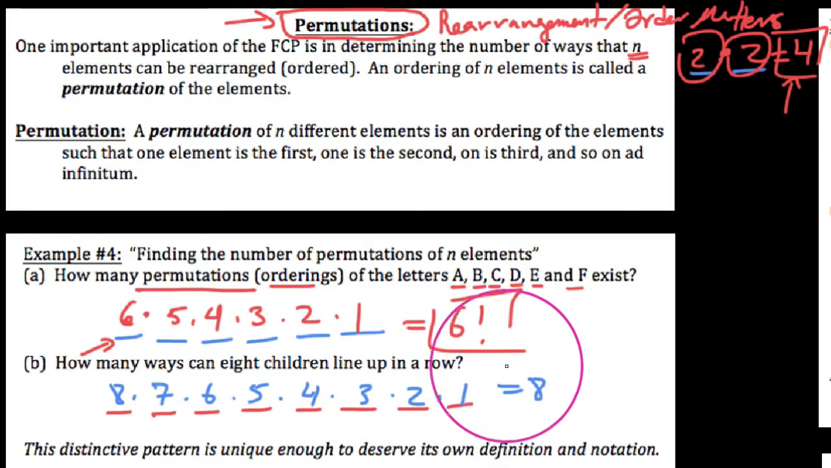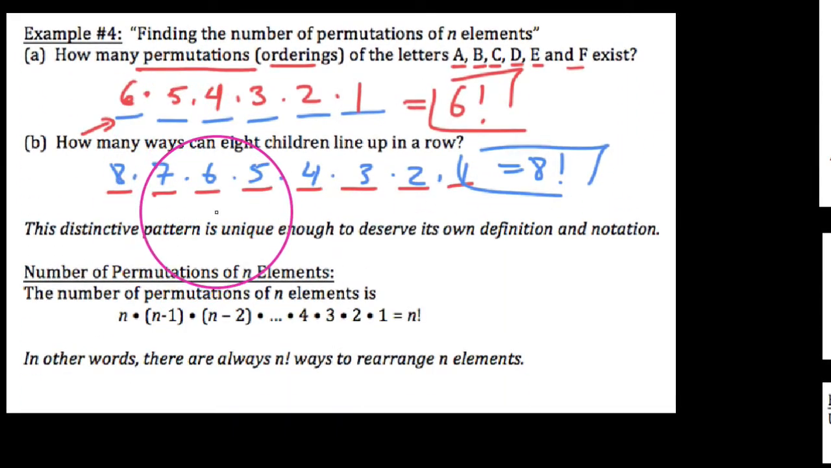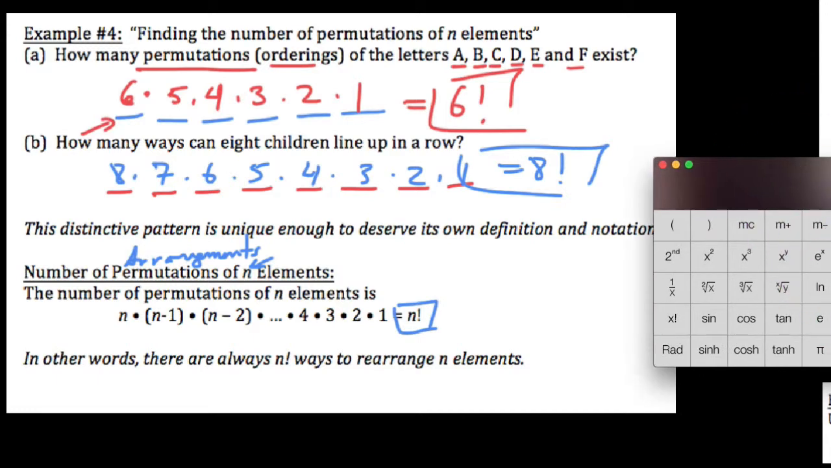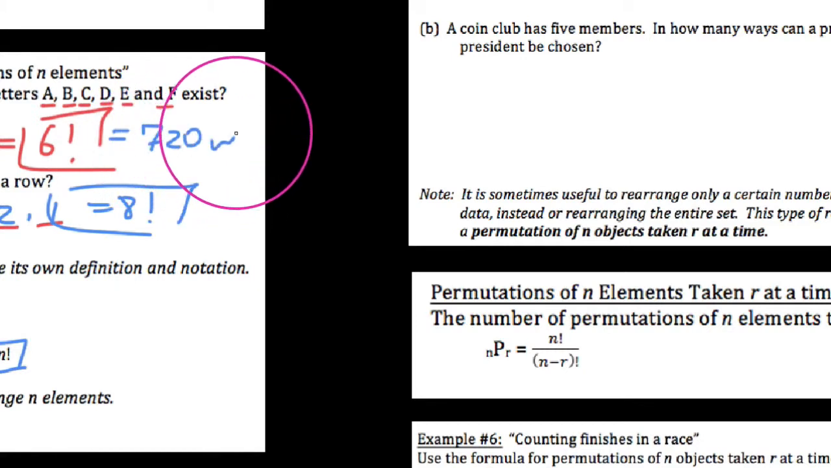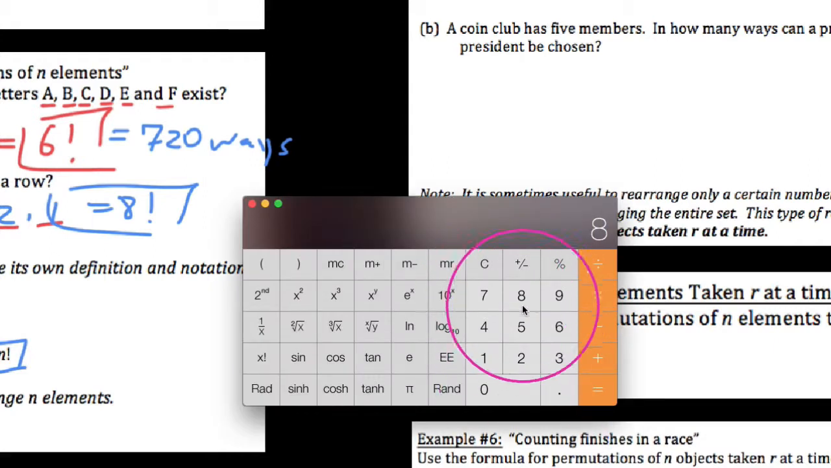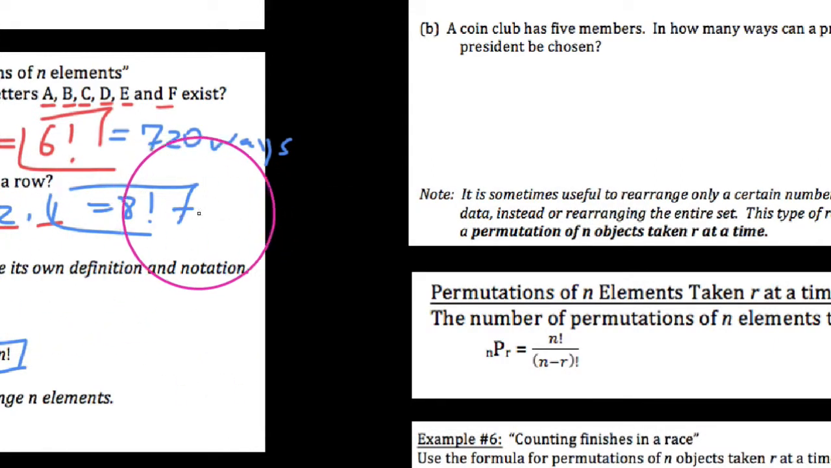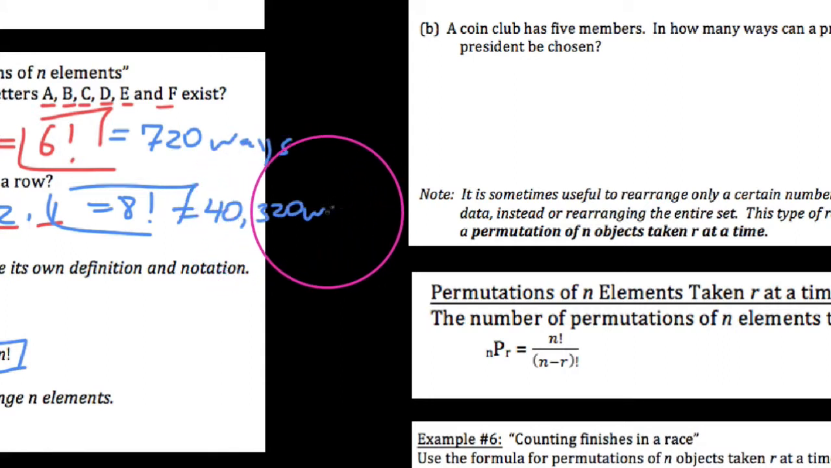So essentially, this pattern pops up so much that we say, look, this distinctive pattern with factorials tells us that if we wanted to find the number of permutations or arrangements of n elements, n things, then all we need to do is take that number of elements and factorial. So as far as actually evaluating these goes, 6 factorial, we say there are 720 ways with which we could rearrange the letters A through F. And then 8 factorial is a larger number here. We say 40,320 ways in which we could rearrange these things.